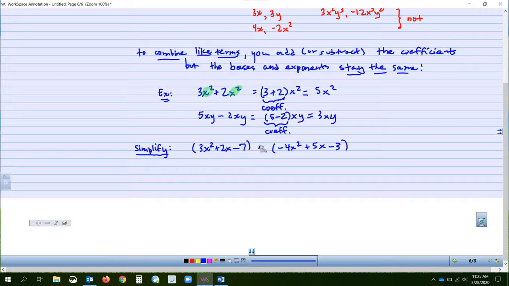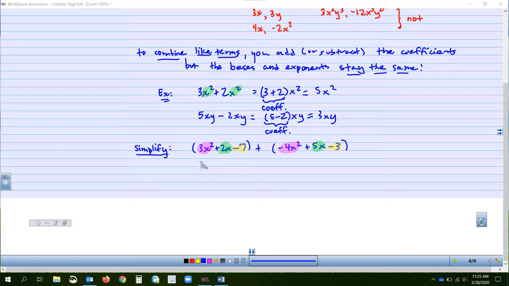We're asked to simplify, and the operation is addition. So what are we going to do? We're going to look for those like terms. I'm going to go ahead and color code the like terms. This 3x squared is a like term with this negative 4x squared. This 2x is a like term with this 5x. And this 7, which is being subtracted, is a like term with this 3, which is being subtracted.